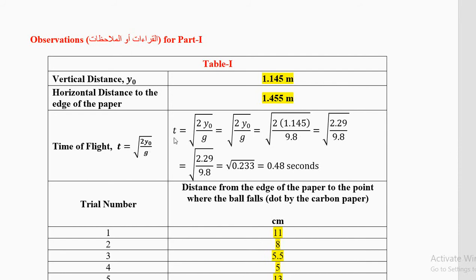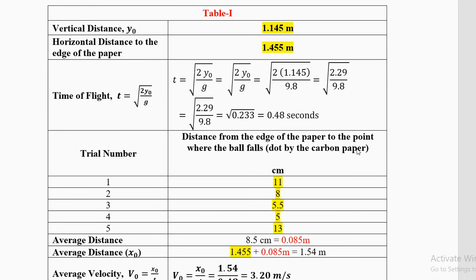What's the formula for T? T equal to square root of 2y0 by g. So it is 2 into 1.145. Y0 is this 1.145, divided by 9.8. 2 into this is 2.29 divided by 9.8. You'll get 0.233. Take the square root, you'll get 0.48 seconds for this data.